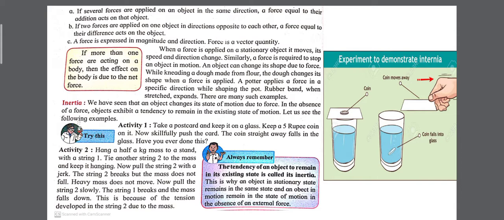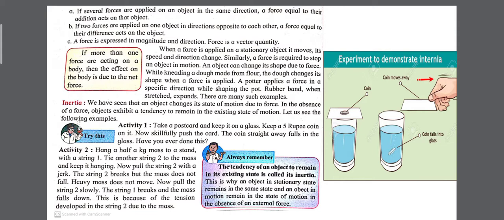So one activity is there related to inertia. Take a postcard and keep it on a glass as shown in the figure, and keep a 5 rupee coin on it. Now skillfully push the card. The coin straight away falls into the glass. This is an activity which explains what is inertia.